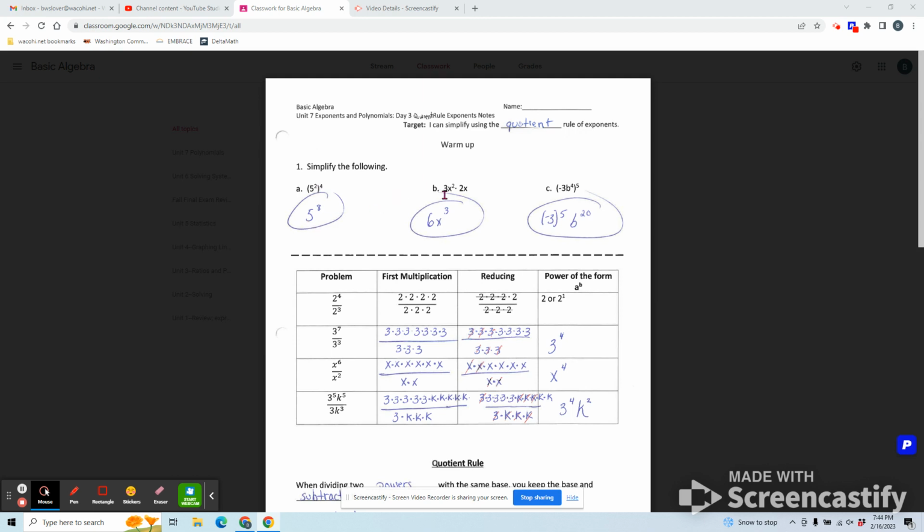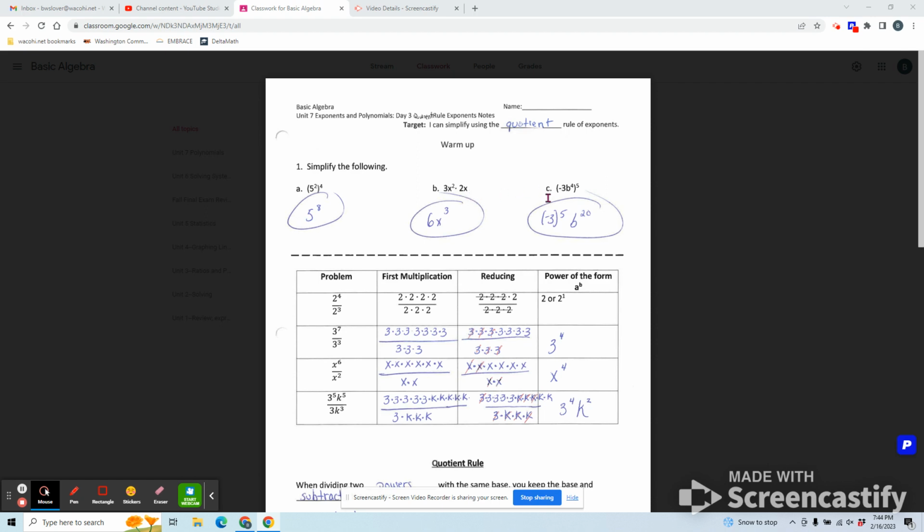In letter B, this is just the product. We're doing 3x squared times 2x. So we multiply our coefficients together, 3 times 2. And then the x squared and the x, because they're the same base, we add our powers.